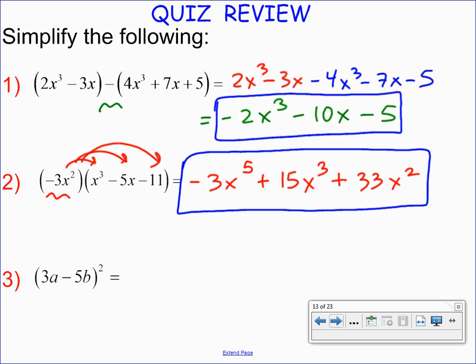Now, the leading coefficient is the number multiplier on that highest exponent term. That is negative 3. And so the leading coefficient is negative 3. The highest exponent is 5, so the degree is 5, right? The degree is not x to the 5th, the degree is 5. Leading coefficient, negative 3, and the number of terms is 3, so it's a trinomial. So this would be a 5th degree trinomial with leading coefficient negative 3.